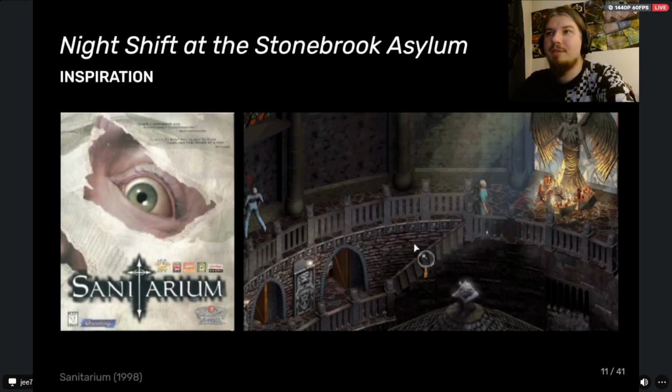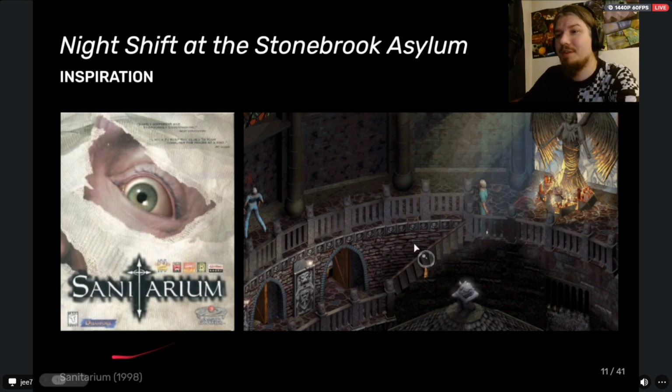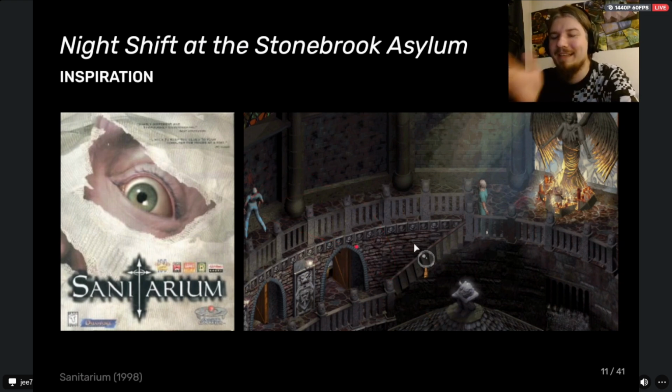And when we were brainstorming with Andreas about what we were going to do, we had both played this very old game, Sanitarium, and this actually also had a Panopticon. There were these asylum cells around a watchtower in the middle, and this is, I think, where we took the most inspiration. Even this guy banging his head against the wall.